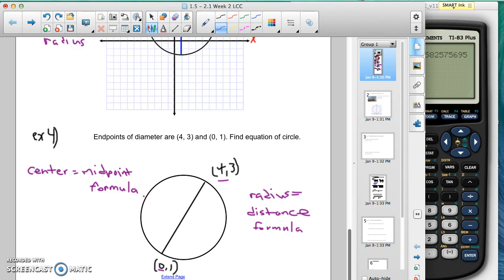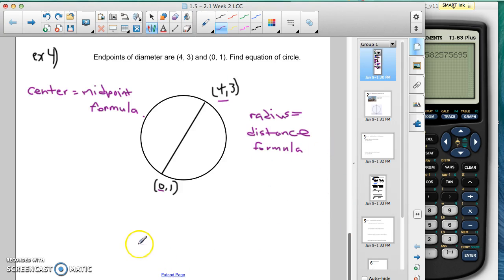Well, in this problem you're going to have to use the two formulas that we used from chapter 1. To find the center, we're going to use the midpoint formula, and to find the radius, we're going to use the distance formula, because the midpoint of this diameter is going to be the center.